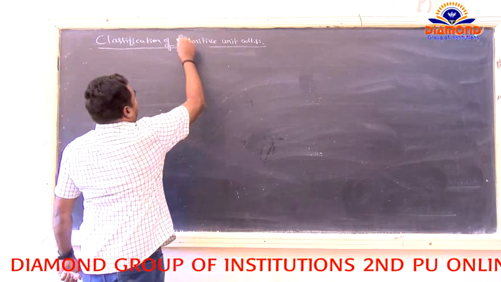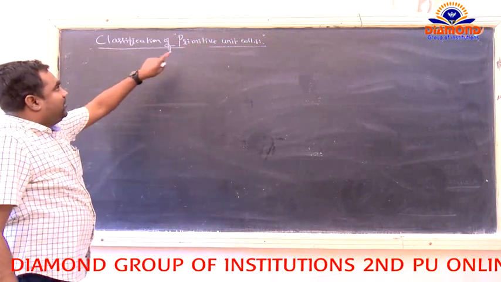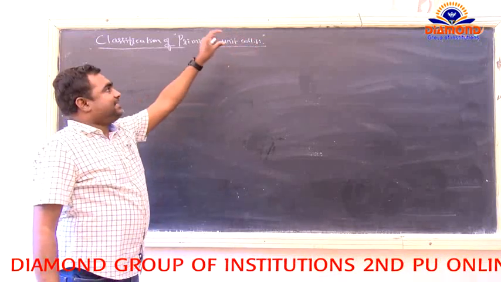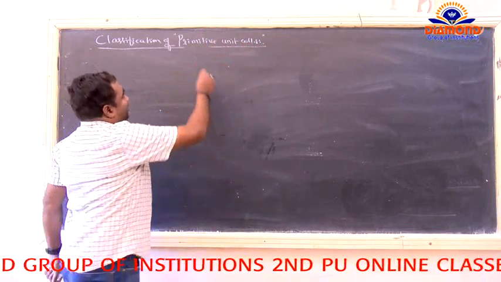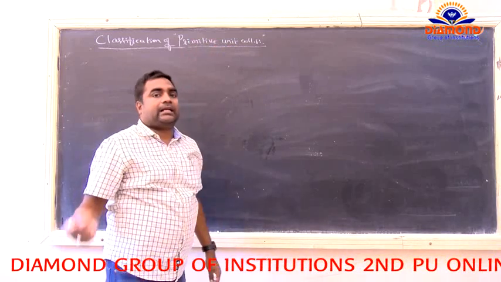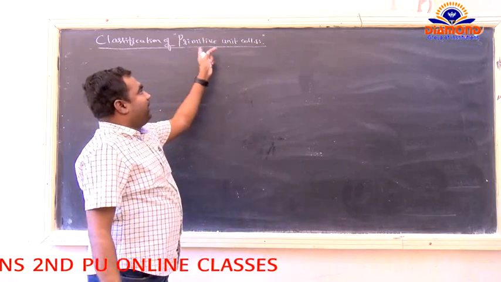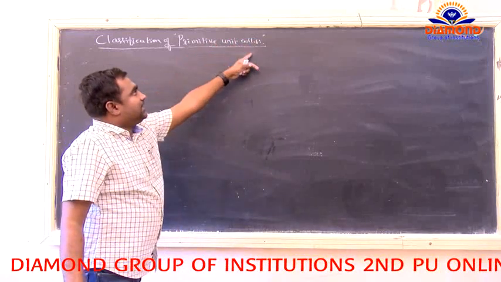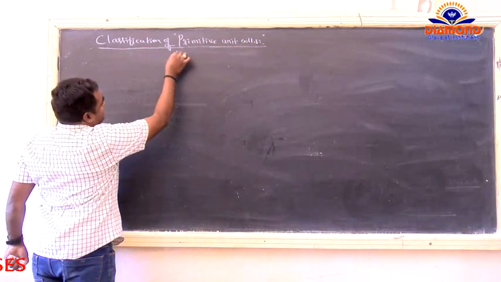Actually, what is the primitive unit cell? It is the simple cube. So the primitive unit cell is also known as a simple cube. That means each and every corner carries the lattice points. That unit cell is called the primitive unit cell. Here the primitive unit cells are classified into 7 types based on the parameters.